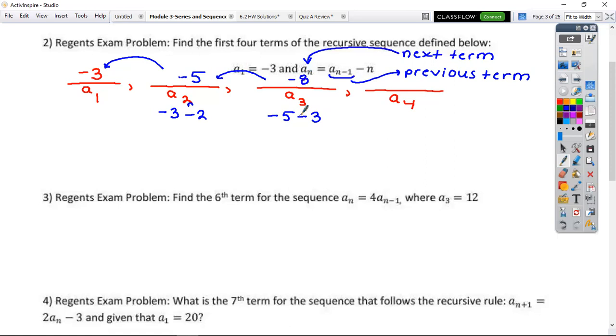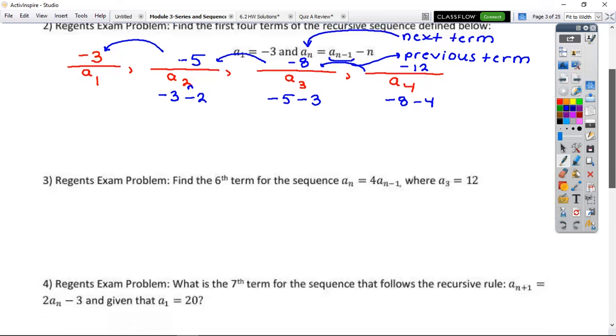Now I do it one more time. So I'll pull the term before it. I'm looking at this one now. And I subtract the 4. So -12. You good with that setup? Again, you can see a lot more complicated ways to do those, but if you just remember what everything stands for, I think that's a little bit easier. So here's another one like that.